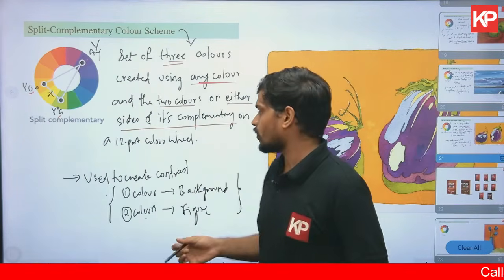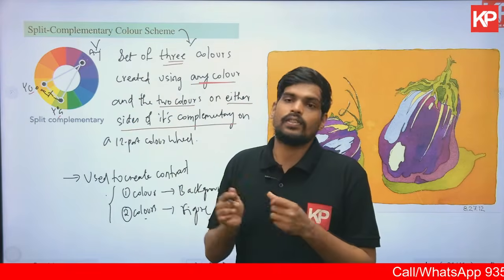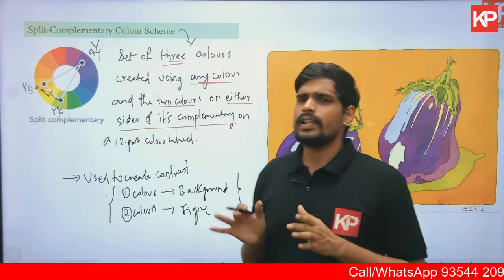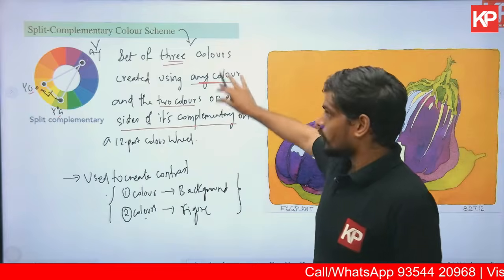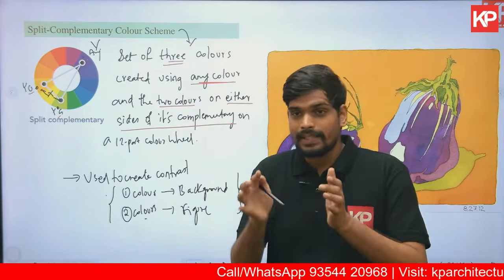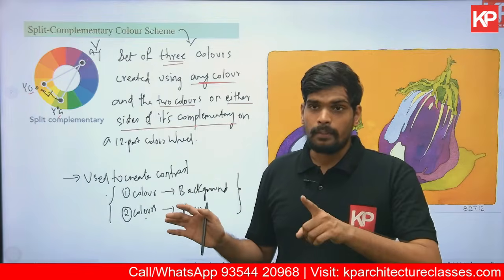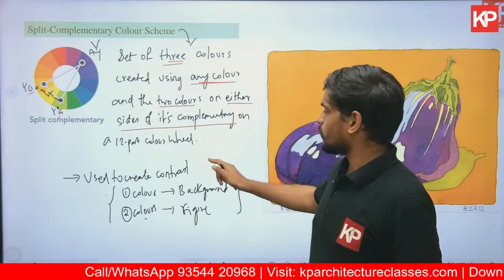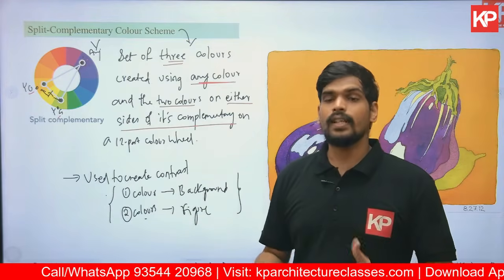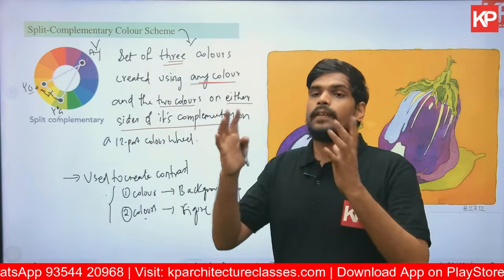How do you select the split complementary? By splitting the complementary, by selecting both colors on either sides of its complementary. So that is the meaning of split complementary colors. So write down the definition and write its use. Point number 1, it is a set of 3 colors which is obtained by selecting any color and 2 colors on either sides of its complementary. Point number 2, what is its use? It is used to create color contrast in compositions where you want one color to be the background and the remaining 2 colors to create figures on it.